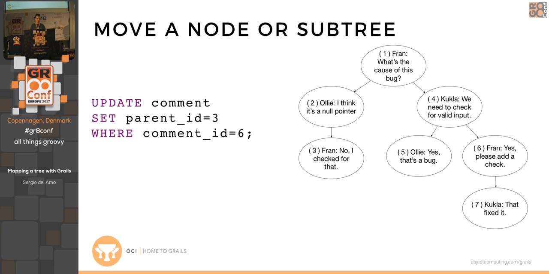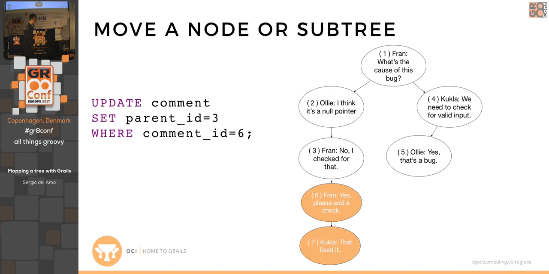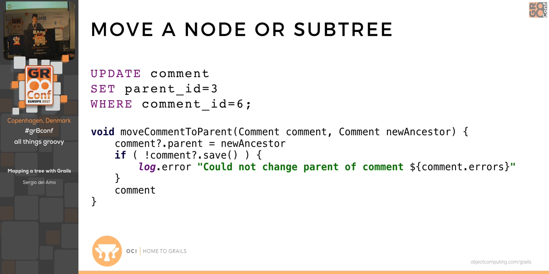Updating a comment in an adjacency list is easy also. By updating a comment, I mean moving a node in the tree. For example, we are going to move the comment 6 and the comment 7 below comment 3. That's really easy in an adjacency list. You basically do an update statement, and in Grails it's easy as well. You basically set the parent, save the instance, and you're good to go.